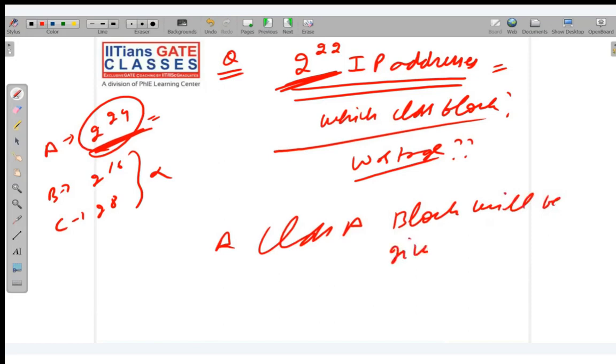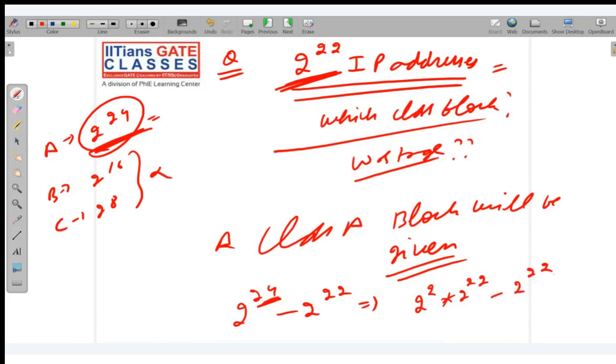Now please tell me the wastage. How many IP addresses will be wasted? You are giving 2 power 24, but you need 2 power 22. How will you calculate this? Let me tell you, 2 power 24 can be written as 2 power 2 into 2 power 22, minus 2 power 22. So 2 power 2 is 4, giving 4 into 2 power 22 minus 2 power 22.